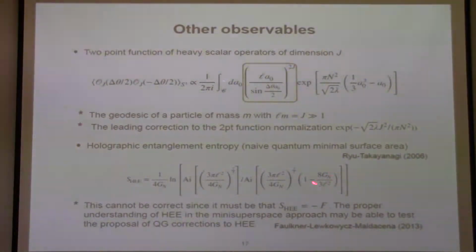So this is the part which gives you the classical area of the minimal surface. But this cannot be the correct answer, because we know that in three-dimensional conformal field theory, this entanglement entropy has to be minus free energy. So we are missing something, and I have to resolve this issue.